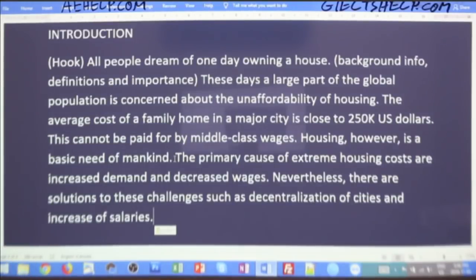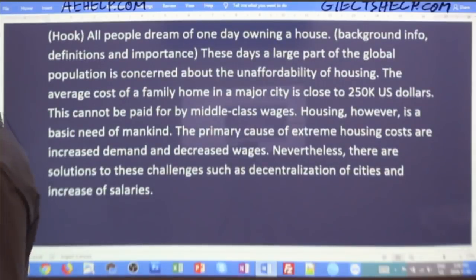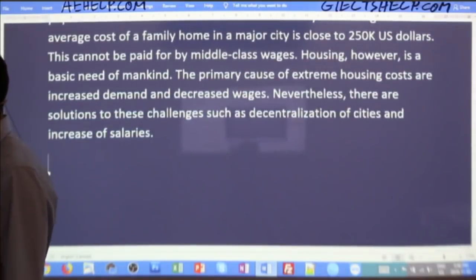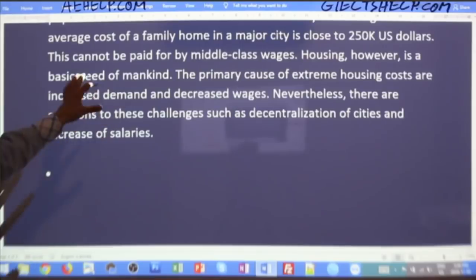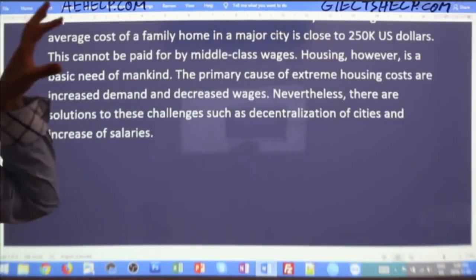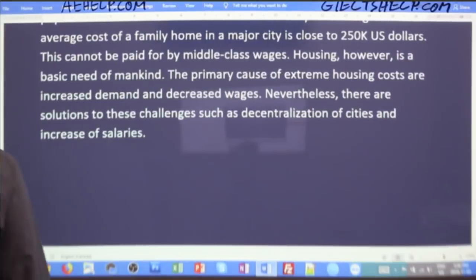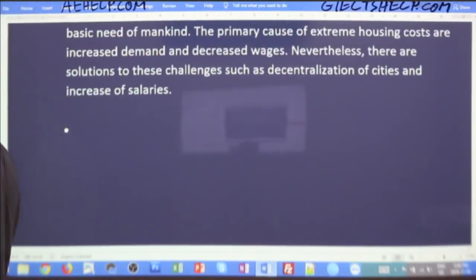Okay, Naveen, what do you think I should do for body paragraph 1 now? Now that I have a good introductory paragraph, and with this introductory paragraph, I can quickly finish the essay and get a high IELTS band score. What can I do? What should I say, or what should I write in my body paragraph 1?